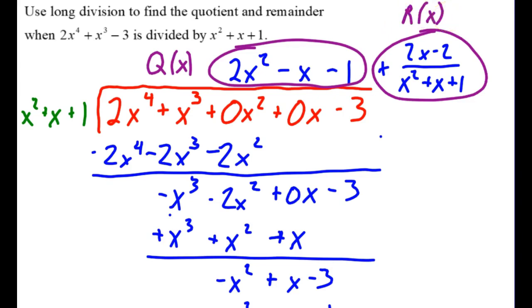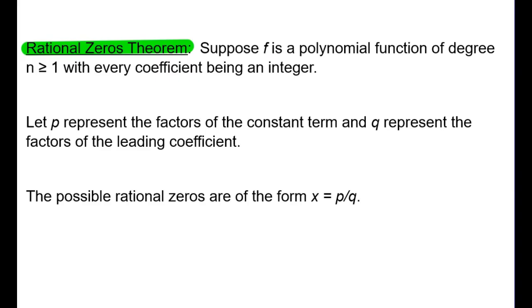Okay, so just a review of using long division. Next, we need to discuss a few more theorems. The first one being the rational zeros theorem, also called the rational root theorem. So suppose f is a polynomial function with a degree n greater than or equal to 1 with integer coefficients.